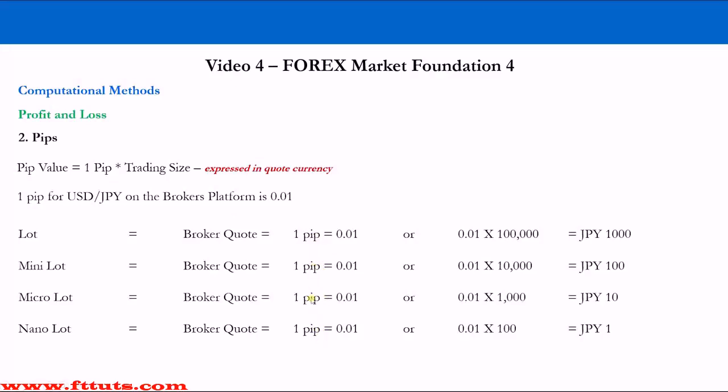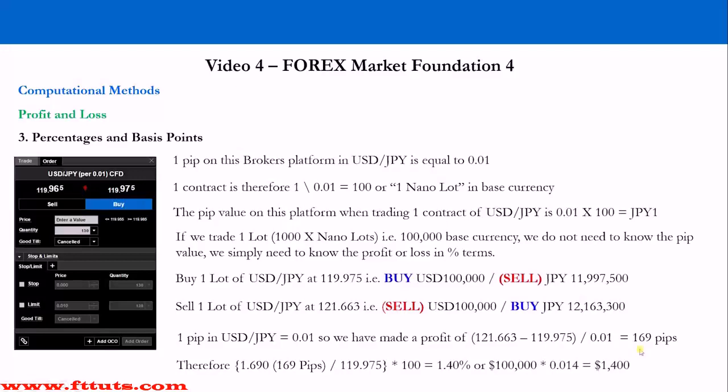You can apply the same situation and work this out in yen by changing the pip value from the broker's platform into this table, and then multiplying across by the sizes, and you get the pip value expressed in the quote currency. So all pretty straightforward. Now, what about if we do this in percentages and basis points? So let's take the same example of dollar yen. So we know that one pip is spot 0.1, and the contract value is 100 in base currency.